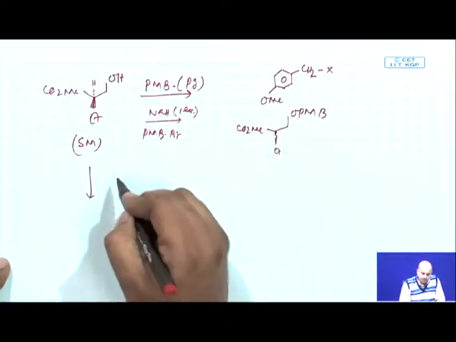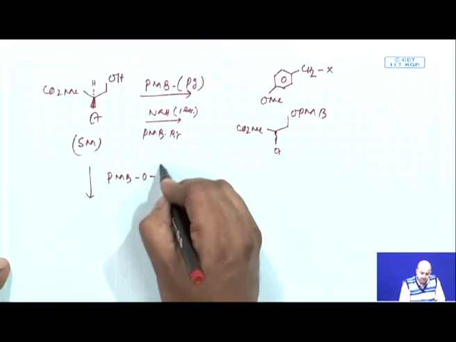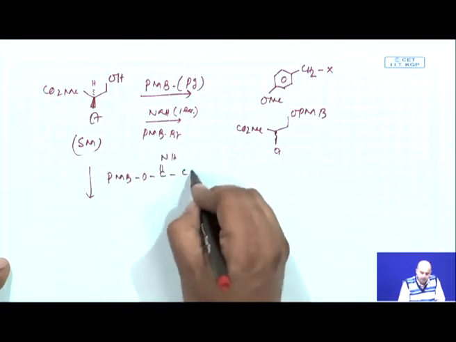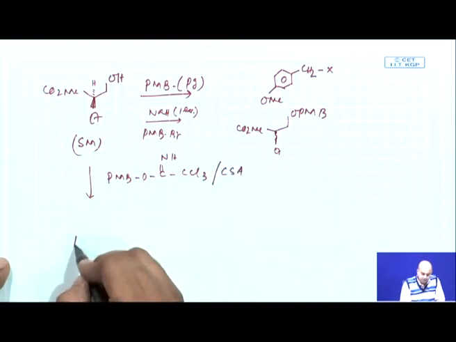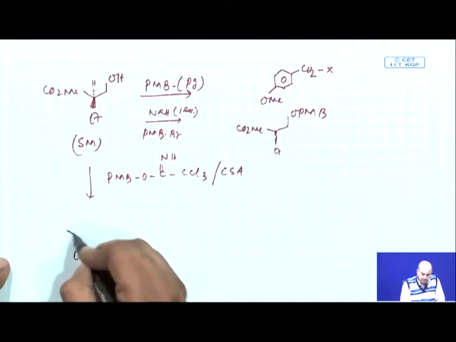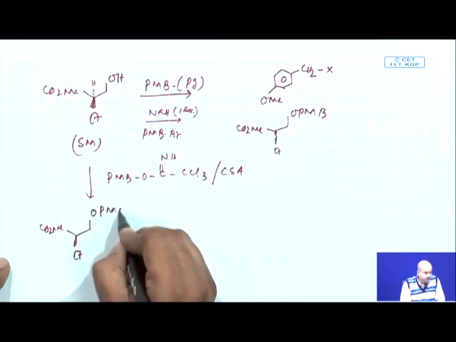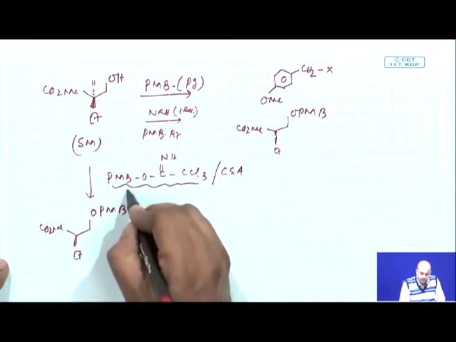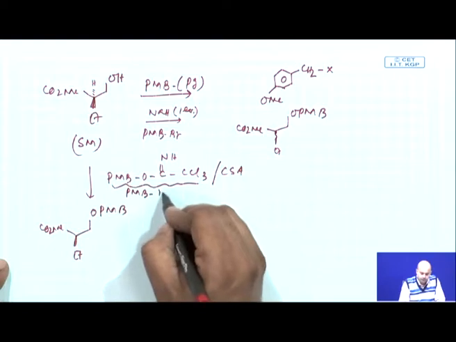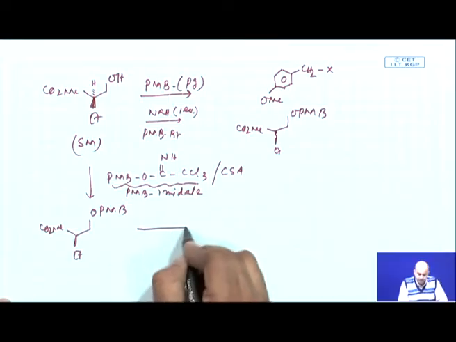Now, in this case we have already talked about how you can use PMB imidate. The PMB imidate we have explained how you can prepare, and basically you need a mild acidic condition. So, first is your PMB imidate, which will basically protect the primary hydroxy group as it is. And the chemistry of PMB imidate we have already explained to you in an earlier lecture. So, please try to refer to that lecture. Now, your remaining steps are absolutely similar.